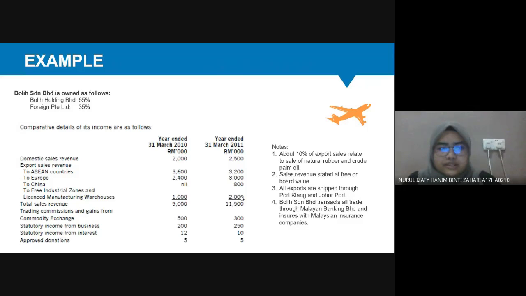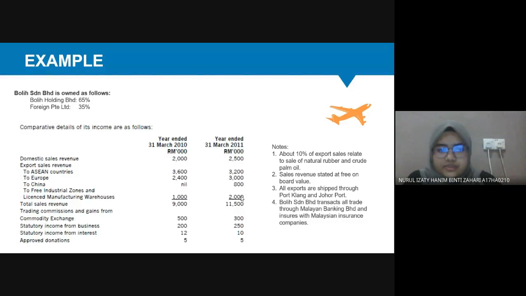Okay, next let's look at the example. Here, Bolis Holding Berhad owns 65% and Foreign Private Limited owns 35%. And then the comparative details of its income are as follows, for the year ended 31st March 2010 and for the year ended 31st March 2011. So domestic sales revenue is 2 million in 2010 and 2.5 million in 2011.